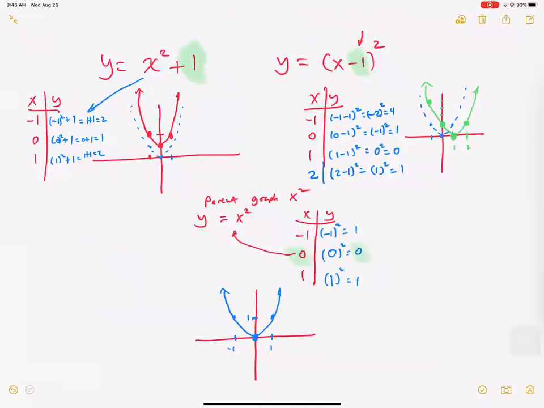Okay, so that's the recap. If I have a change on the outside here, this is going to be a vertical shift, up or down. If k is positive, we move it up. If k is negative, we move it down. If we change it inside the squared, that changes it left and right.